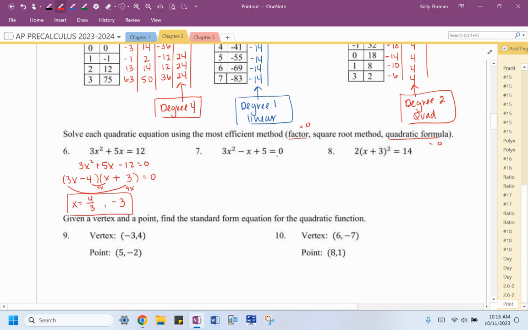Now, number 7 is already equal to 0, but I can't factor. There's no combo of 3 and 5 that's going to make 1 or negative 1 in the middle. So this one does need quadratic formula. Positive 1 plus or minus square root of negative 1 squared is 1, minus 4 times 3 times 5, all over 2 times a.